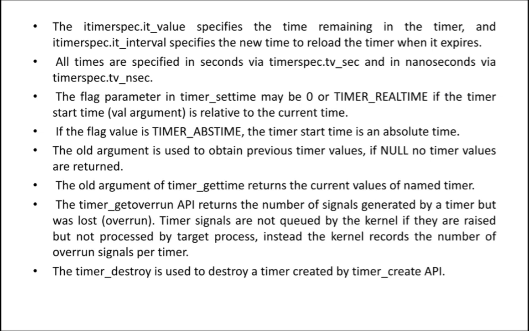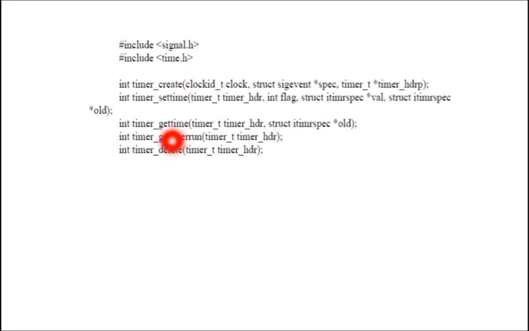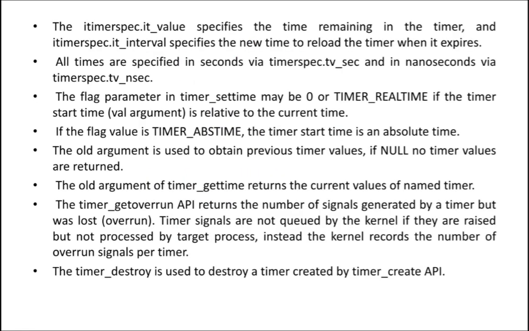And one more function is there, the get overrun API. What is the use of this function? The timer_getoverrun API returns the number of signals generated by a timer but lost. Overrun means lost. If you want to know the number of signals generated by a timer but lost, you can do that using timer_getoverrun.